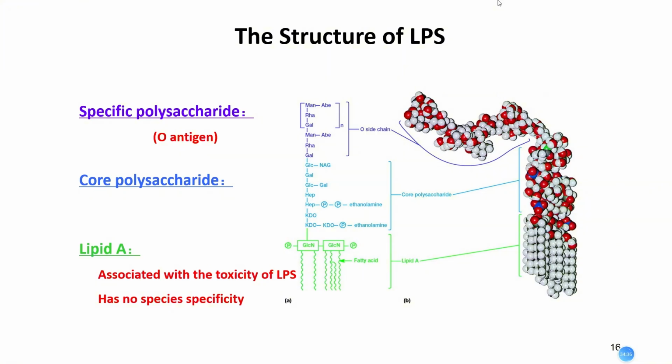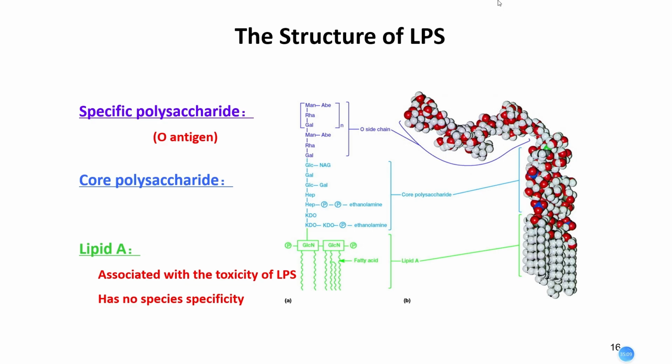And then the middle part is polysaccharide. But this polysaccharide we call core polysaccharide. It's not specific to the species. It's specific to the genus. Different species of bacteria belonging to the same genus might share the core polysaccharide. Okay, so that's polysaccharide. And how about the lipo part?